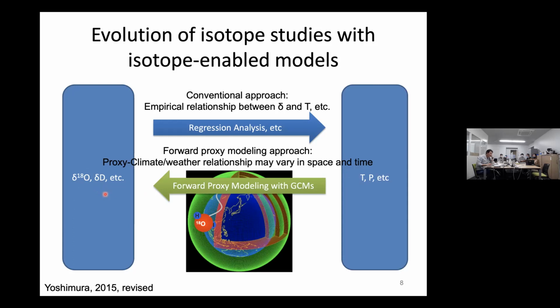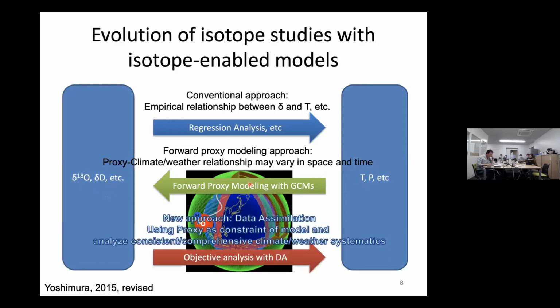But what we really want to know is the other right-hand side. So we need to go further, which is today's topic, data assimilation. Using proxy as a constraint to the model, I mean, for the proxy models, and analyzing a consistent or comprehensive climate weather systematics is the way my group is going.